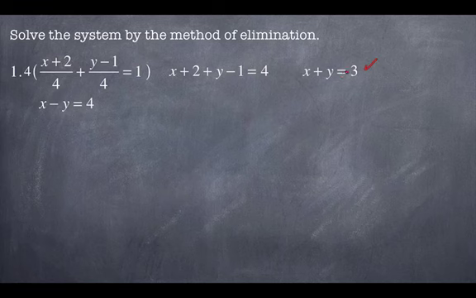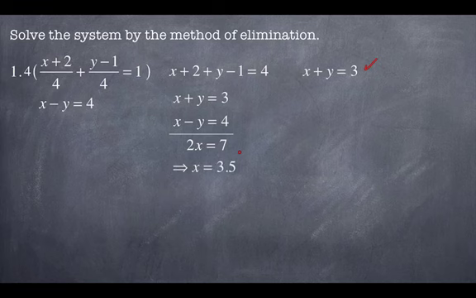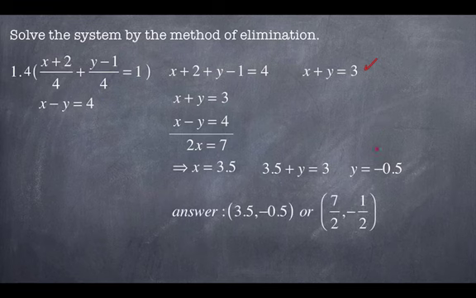So now you're going to be working with this new first equation and this one. You apply the elimination method, y's cancel, you end up with 2x equals 7, x equals 3.5. You go back and solve for y, use this equation here, and you end up with y is equal to 0.5. And here's your answer. Either one works.